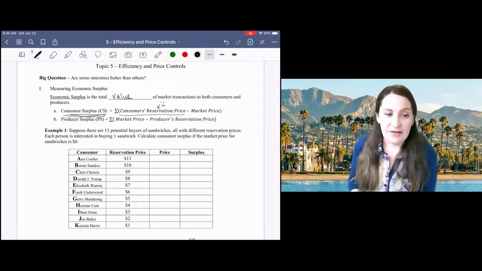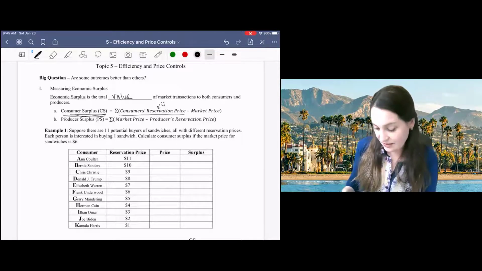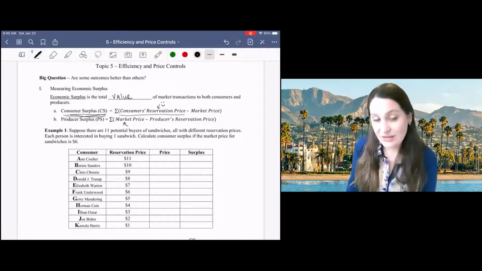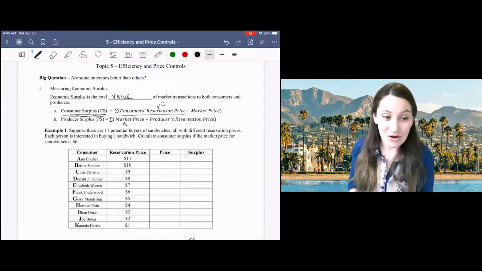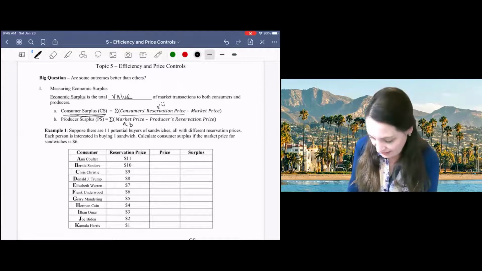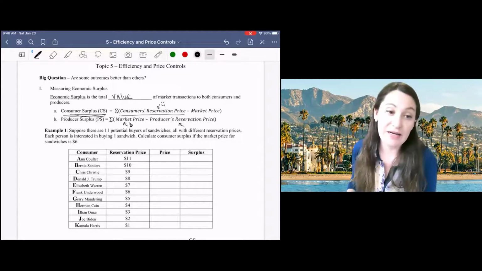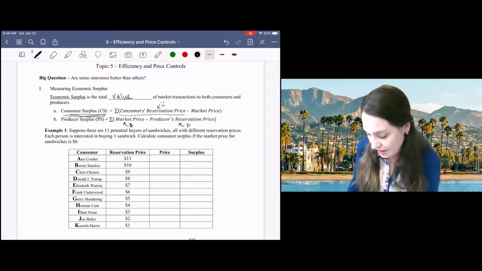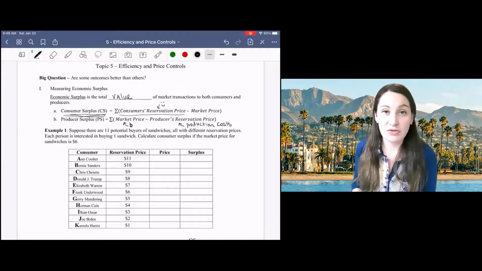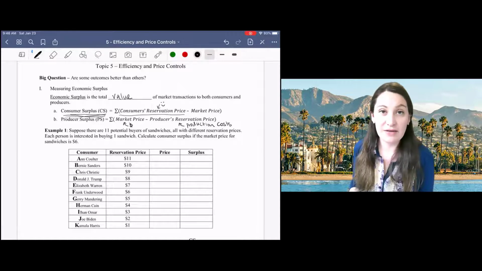Producer surplus, on the other hand, is the difference between the market price. Of course, the price is good for producers because that's the amount of money they get from selling the product, right? That's their revenue. And their reservation price, the lowest price that they would be willing to sell the product for, which reflects production costs. And we represent the producer's reservation price using the supply curve.